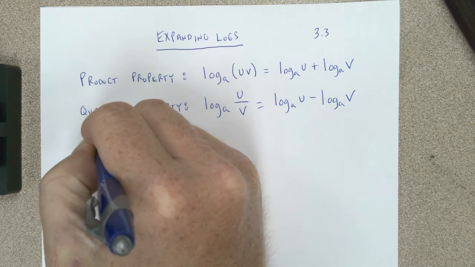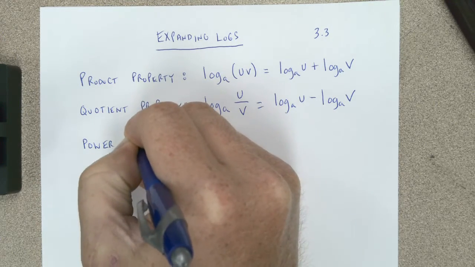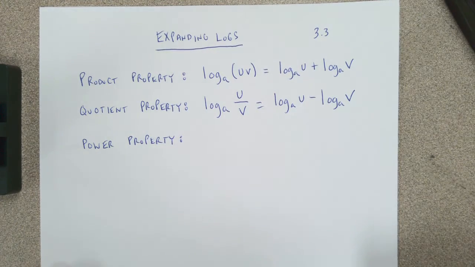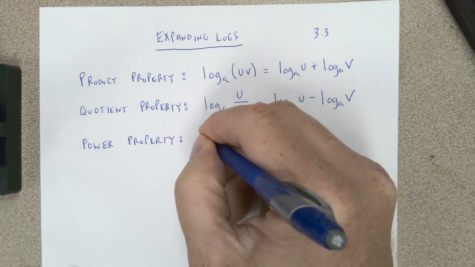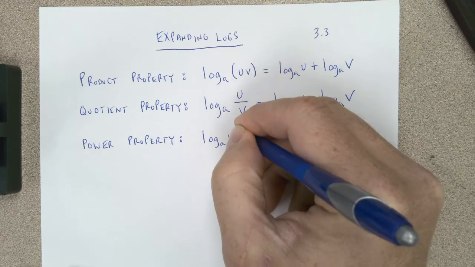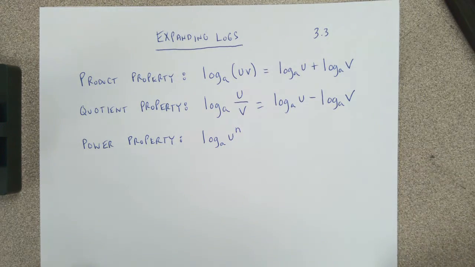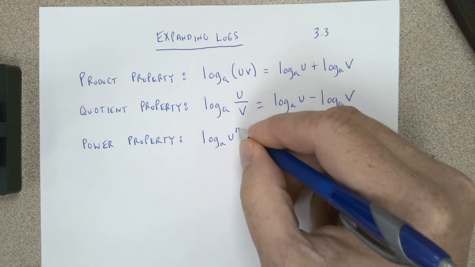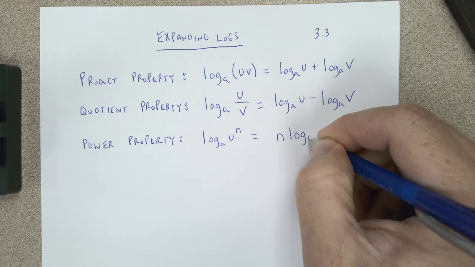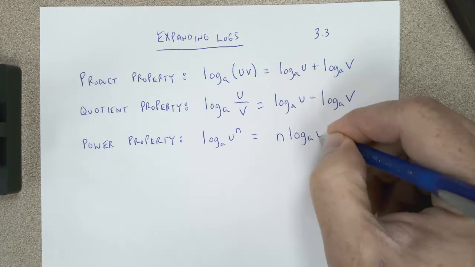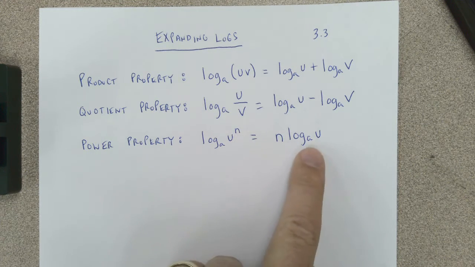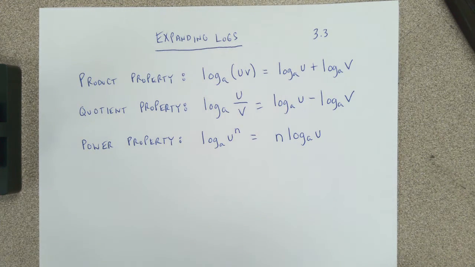The third property is called the power property. And here's what the power property says. This is if we've got the log base A of U raised to the n power, it just states that we can take this exponent and we can move it to the front of the log base A of U. So again, exponent, it just moves to the front of the log. That's called the power property.